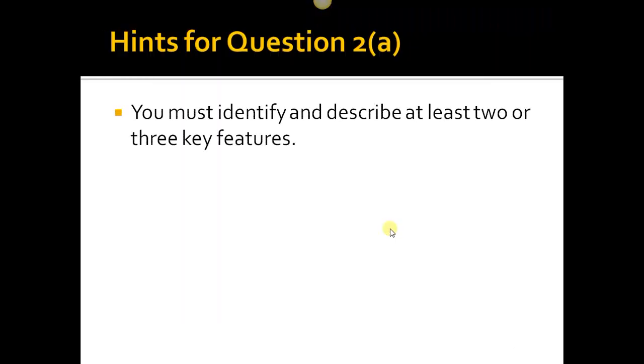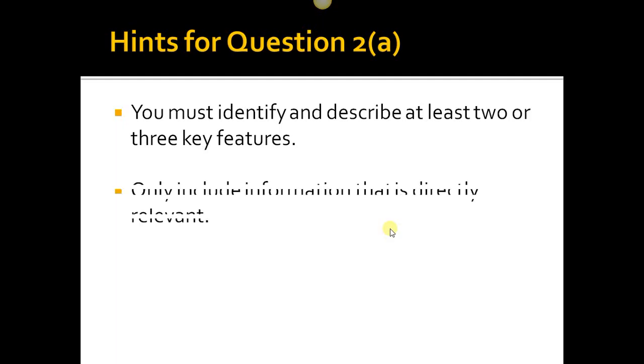Hints for question 2A. Let's give you some of the key facts that you can actually remember. What you have to do when the question comes up, you must identify and describe at least 2 or 3 features, which I believe I have done there in the past question, and only include information that is directly relevant. Try not to go off on a tangent.